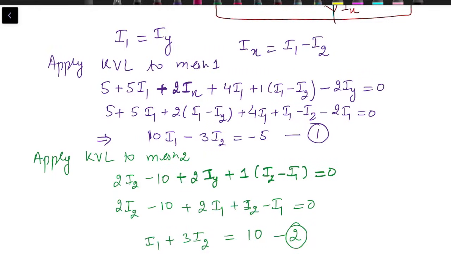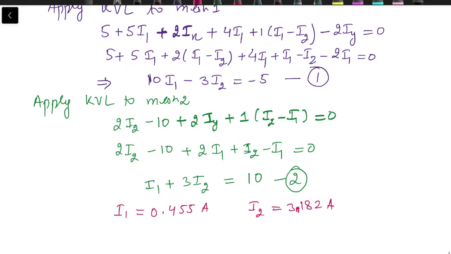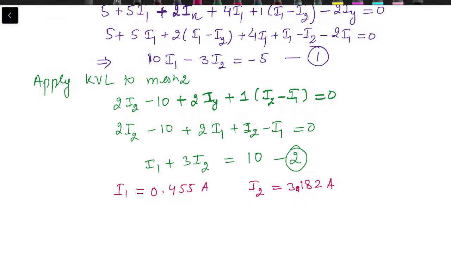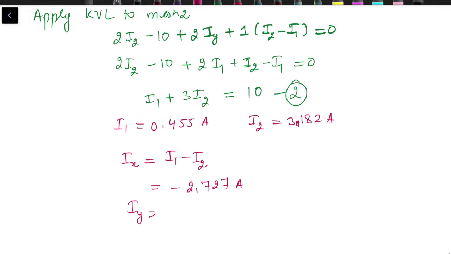I1 is 0.455 ampere and I2 is 3.182 ampere. Now when we have the value of I1 and I2, we can get the value of Ix and Iy as well, as Ix is equal to I1 minus I2. We had already expressed this controlling quantity in terms of mesh currents, so it comes out to be minus 2.727 amperes, while Iy is same as I1, so it is 0.455 amperes.